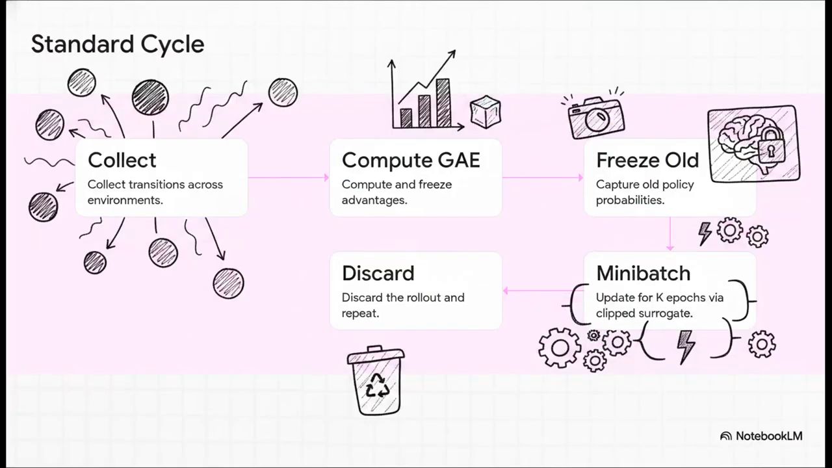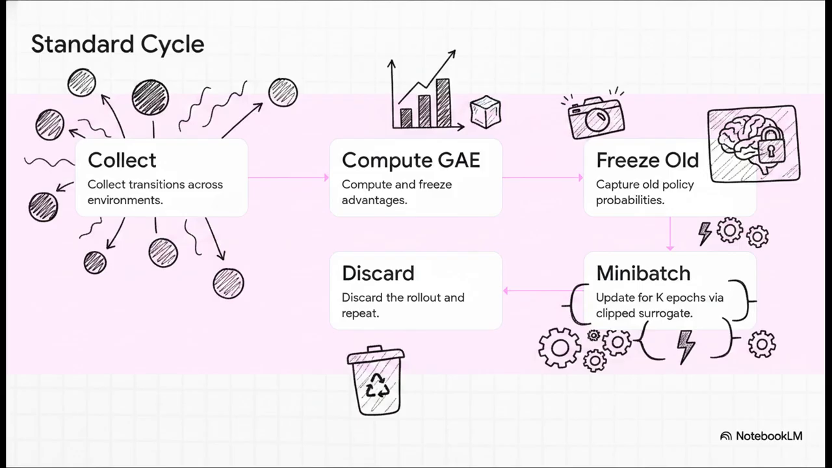Having the theory is great, but seeing the data flow is where the magic really happens. A standard PPO cycle runs in 5 steps. First off, collect your transitions across parallel environments. Second, compute your advantages and freeze them, treat them as constants. Third, and this right here is the absolute secret sauce, capture and freeze the old policy probabilities as a snapshot.